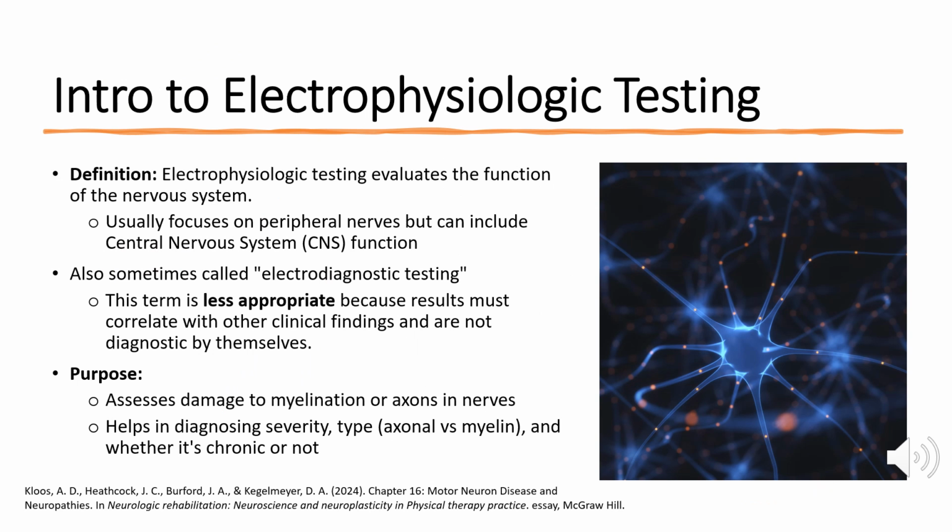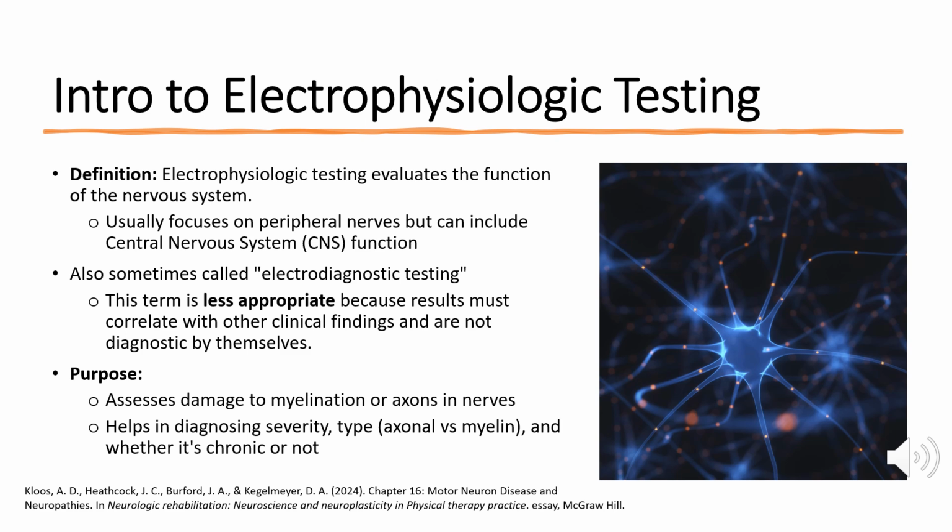Okay, so let's jump right into electrophysiological testing. Electrophysiological testing, often referred to as electrodiagnostic testing, is used to evaluate the function of the nervous system. While it primarily focuses on nerves in the periphery, it can also provide some insight into central nervous system function. The purpose of these tests is to assess the damage of the myelin or axons in nerves, diagnose the severity and type of nerve damage, whether it's axonal or myelin, and determine whether it's chronic or acute.